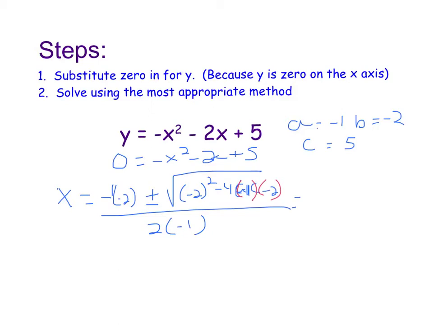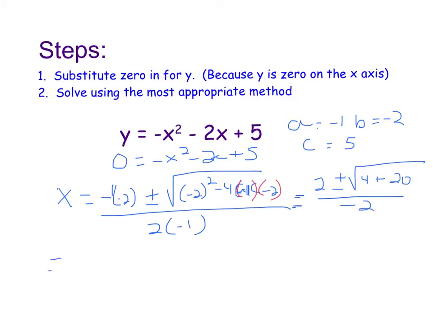So now the opposite of negative 2 is 2, plus or minus the square root. Negative 2 squared is 4, minus 4 times negative 1 times negative 2 is a negative 20. So 4 minus a negative 20 is really 4 plus 20, all over negative 2.